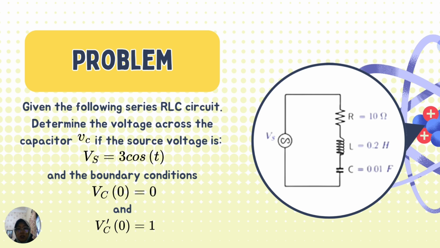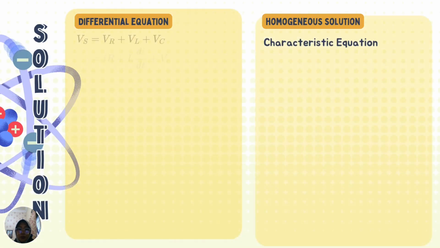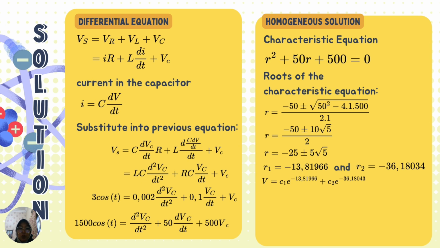We can see in the image that the resistor is 10 ohm, the inductor L is 0.2 Henry, and the capacitor is 0.01 Farad. Then for the solution, first we have to find the differential equation.